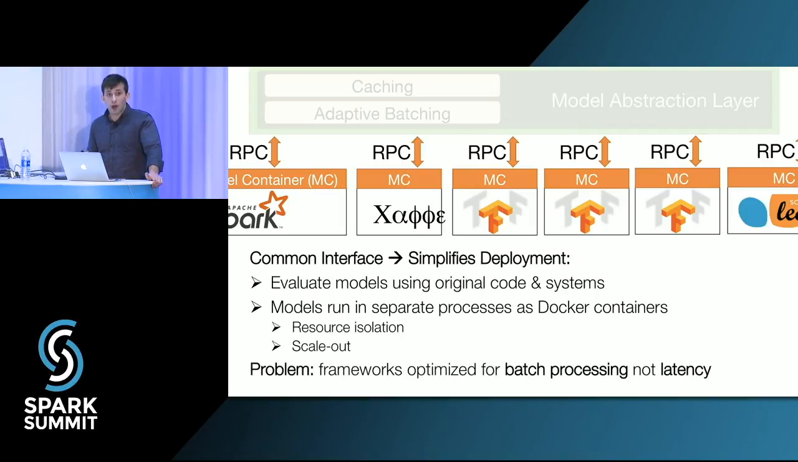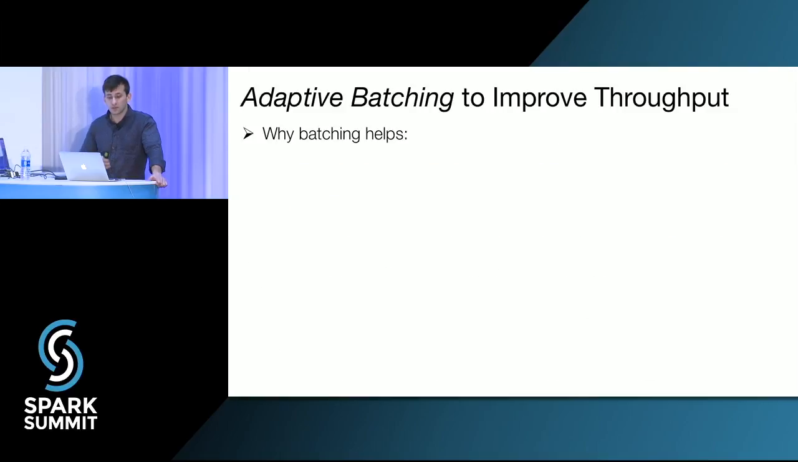Now, we do run into a problem here with using the original code, and that's that a lot of these frameworks are optimized for batch processing, not for latency. And a lot of times, these assumptions about high throughput, but potentially high latency, percolate throughout the whole system implementation. So one of the things that we found that's really useful for dealing with this is using batching to evaluate our predictions with micro batches.